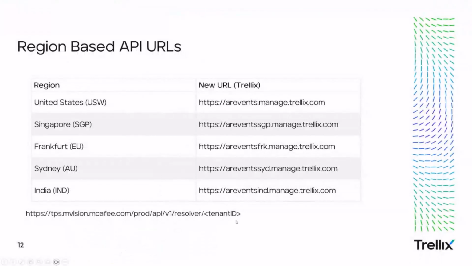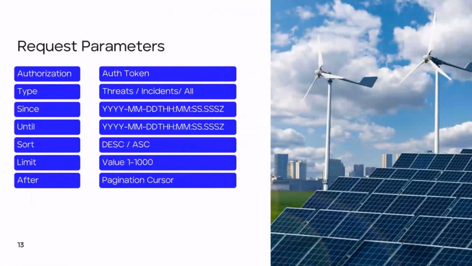So if you do that, run this URL with your tenant ID included on the end and check the pool or the UI, you can match the entry to the tenant URL region you need to use. So most tenants are hosted on US West, followed by EU, and then India. So those would be the URLs to use. And we'll go ahead and look at the actual request parameters of the GET request.